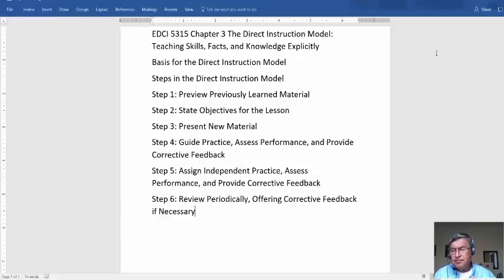Then what you would do, and they might be in groups, they might be individual. Then it says assign independent practice and assess performance and provide corrective feedback. Again, step 5. Now, independent doesn't mean individual. You can be independent practice in groups even, especially at the higher grades and maybe at the lower grades as well. What it means is that the teacher is not as involved. The teacher's not looking over their shoulder so much to see what they're writing down. This can be individual or this can be in a small group.